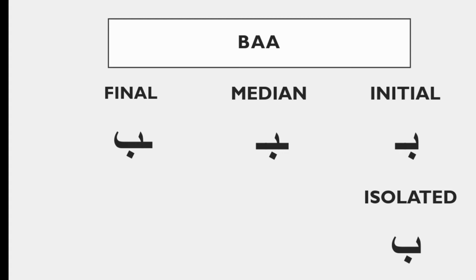both at the right hand side and at the left hand side. So that's why we have everything differently at the initial stage, at the median stage, and at the final stage. So you have to be able to identify it, like this is ba when you see it in the middle, when you see it at the final stage, and also when you see it at the initial stage.